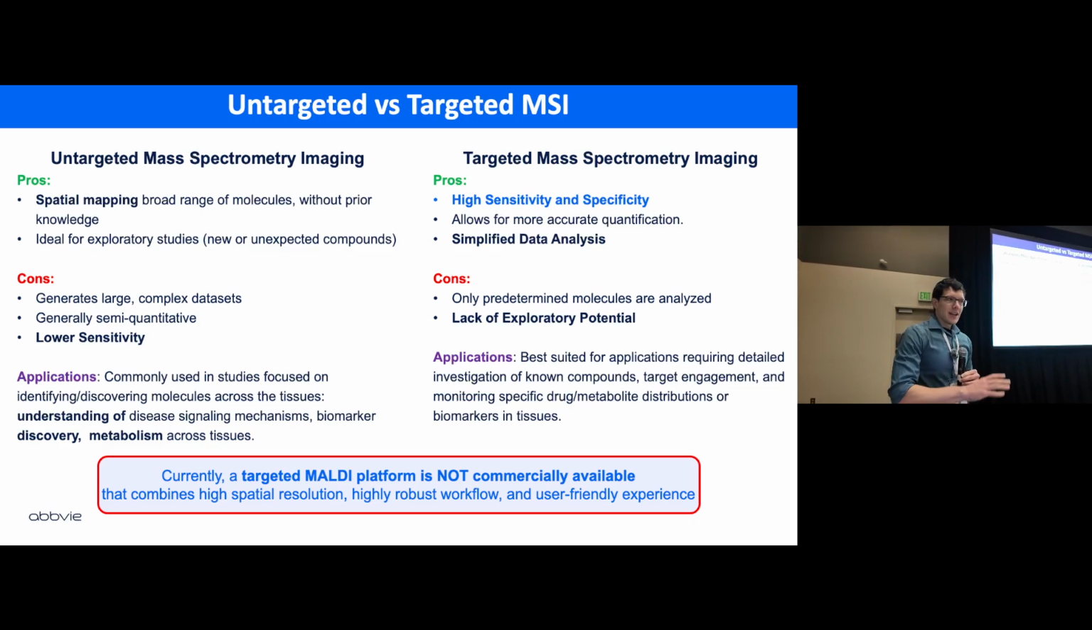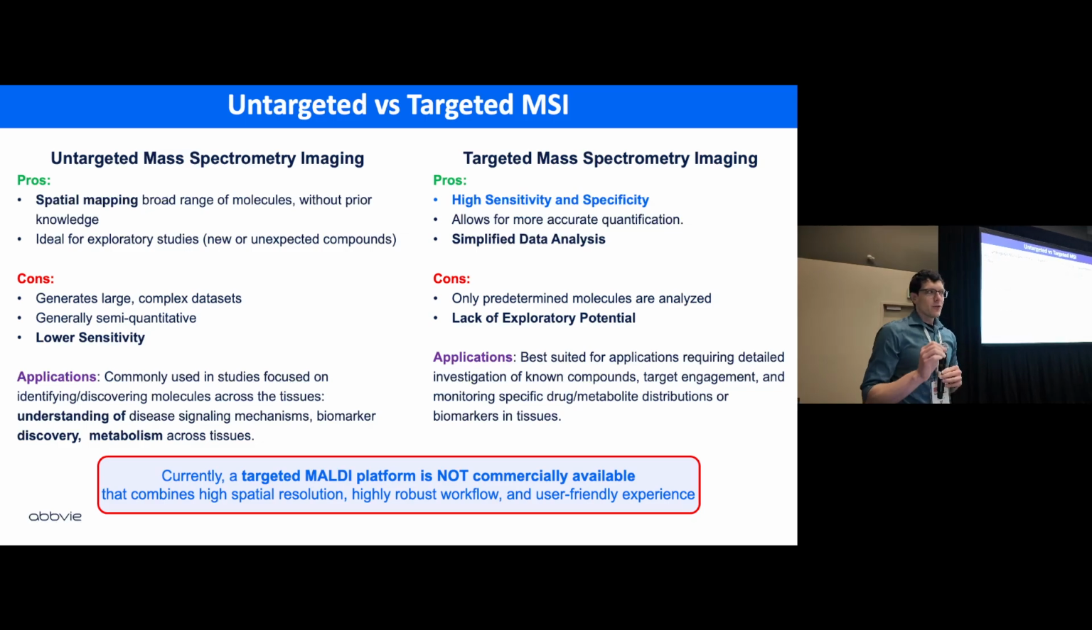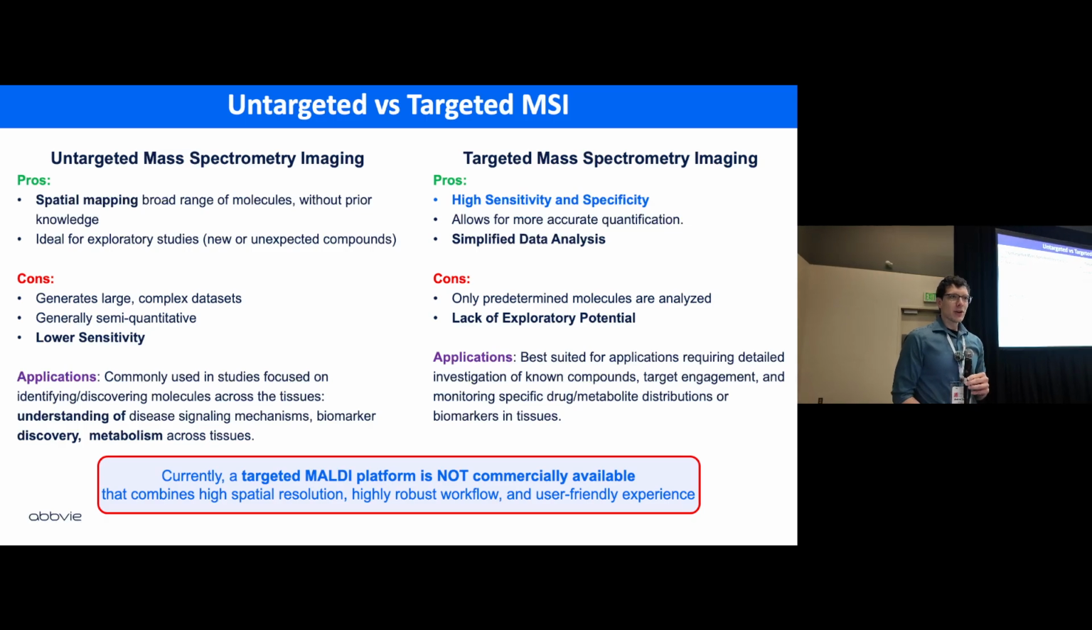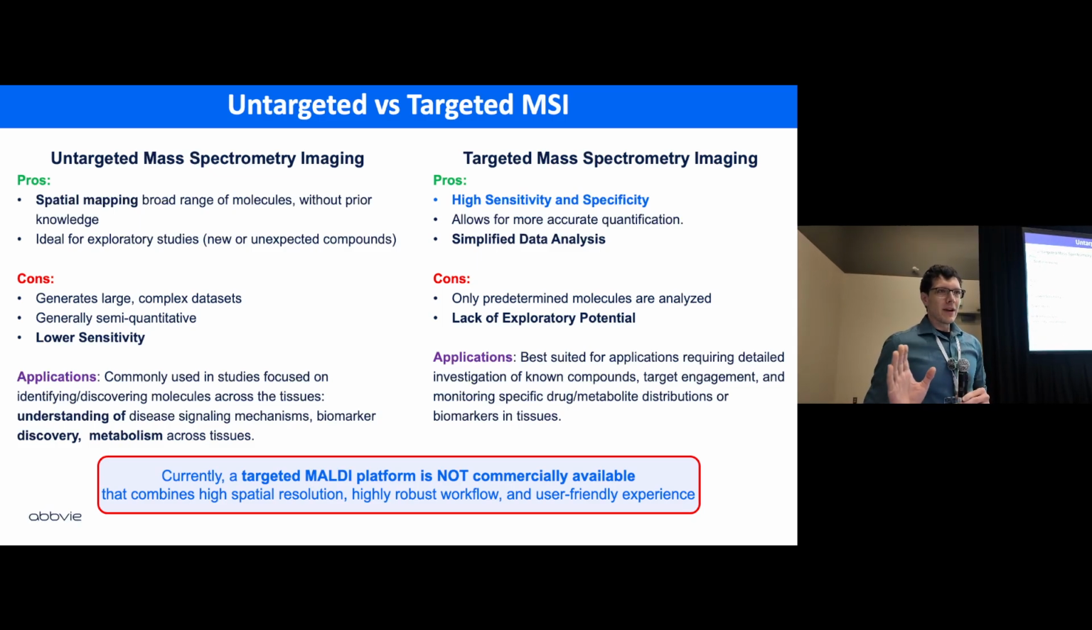By comparison, targeted mass spec imaging is for high sensitivity, high specificity. This allows for more accurate quantification, and it's a very simplified data analysis. Instead of looking at a data set and going, here's 1,000 things that I don't know what I'm looking at, I can now go, here's 6 things that I'm reasonably sure about. But because I'm only looking at 6 things, I can only analyze those 6 things. Everything is predetermined, and so there's a lack of exploratory potential in being able to do targeted imaging analysis.